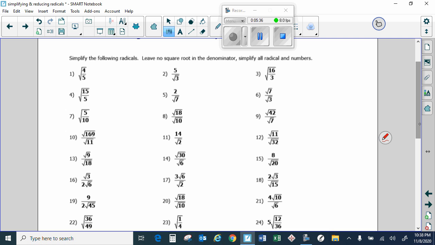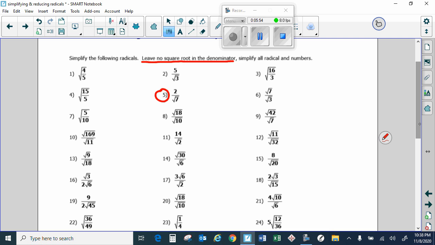Simplifying division of radicals. Okay, so as you recall, and it reminds you here, leave no square root in the denominator and simplify all the radical numbers. Okay, so let's do number 5.